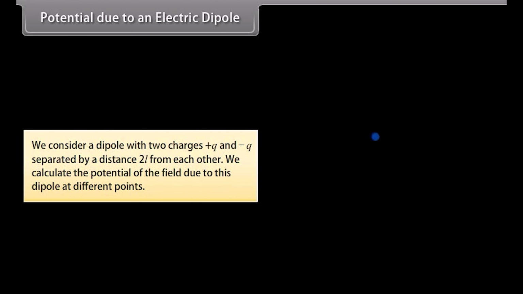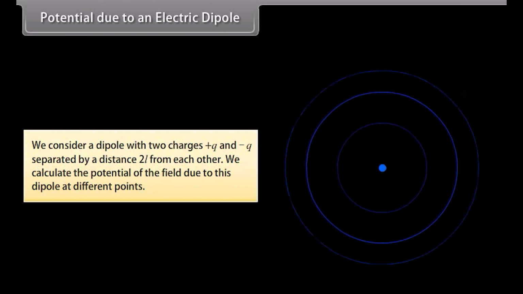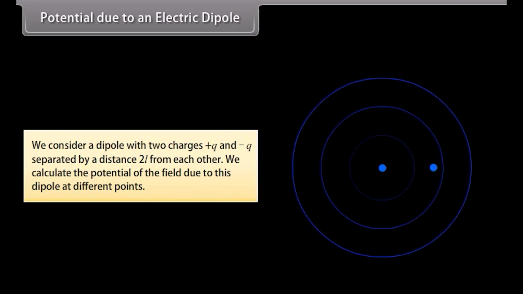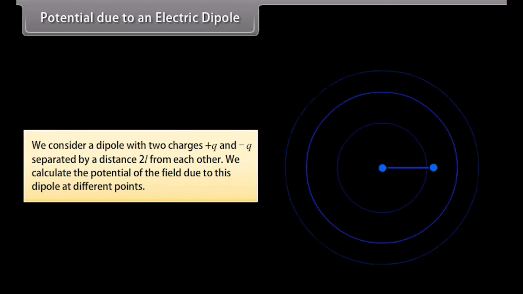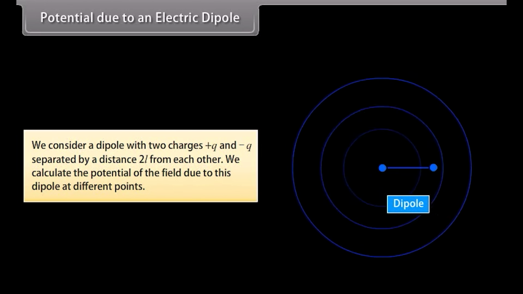Potential due to an electric dipole. We consider a dipole with 2 charges, plus Q and minus Q, separated by a distance 2l from each other. We calculate the potential of the field due to this dipole at different points.